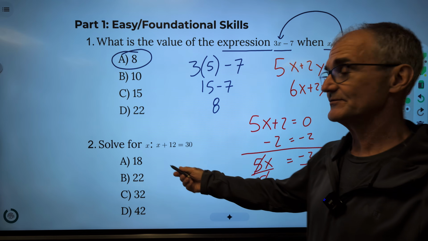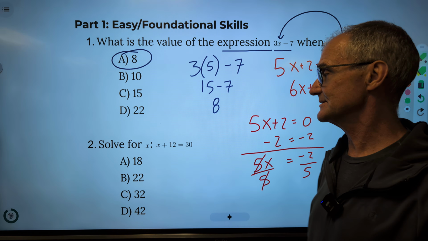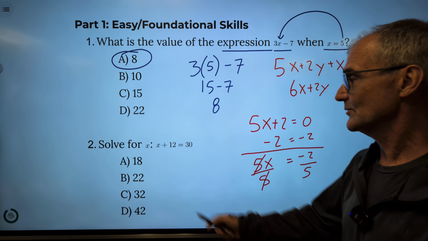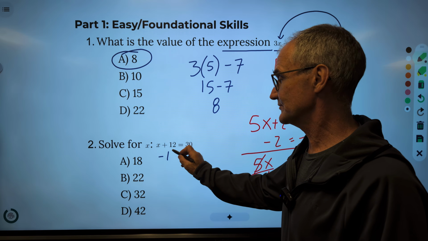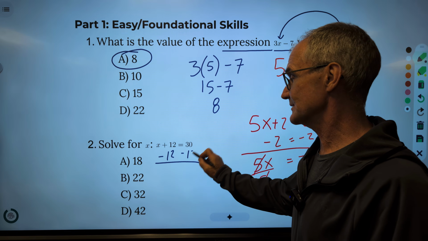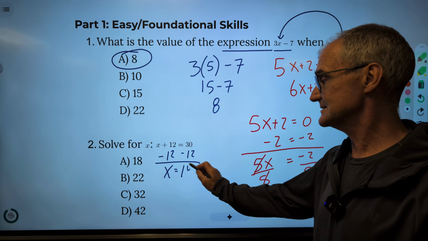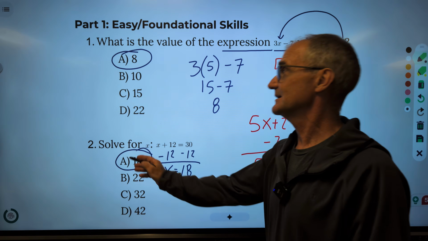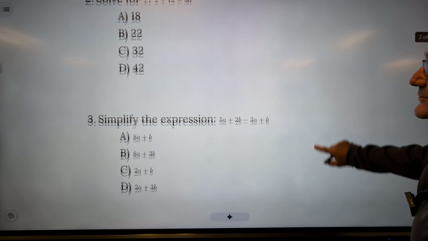Number 2, solve for x. Pause the video, give it a try. In this equation, well, I have x plus 12 equals 30. I'm going to subtract 12 from both sides. That's going to give me x by itself on the left. 30 minus 12 is 18. Correct answer, A right there. Okay, moving up to a couple more.